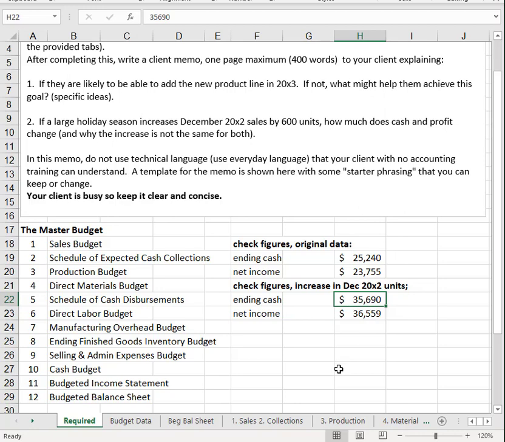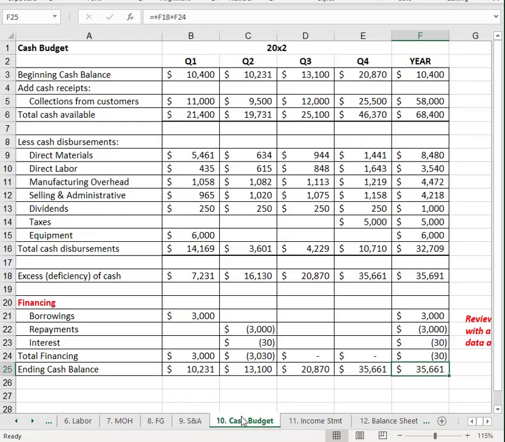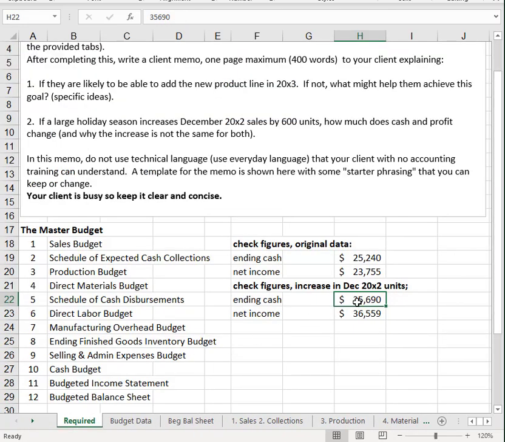Well, let's see if it worked. Ending cash $35,690. And of course, we want to review if there was any change in borrowing. All right, so this still looks fine. The borrowing still keeps us within limits. Here's our ending cash, $35,661. Okay, that's great.